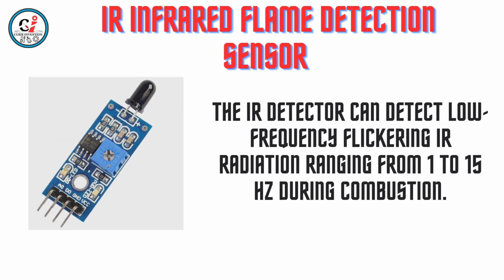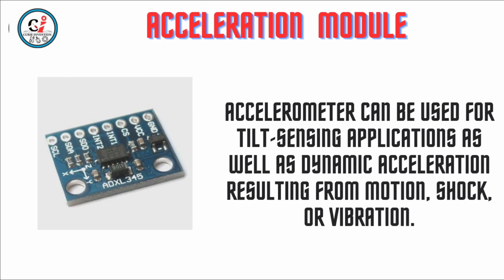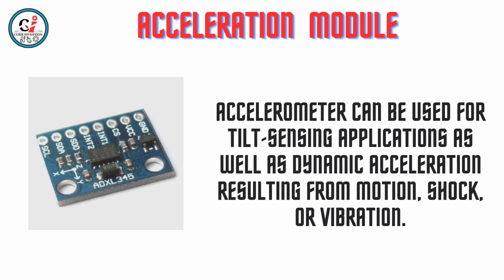IR Infrared Flame Detection Sensor. The IR detector can detect low-frequency flickering IR radiation ranging from 1 to 15 Hz during combustion. Acceleration Module. Accelerometer can be used for tilt sensing applications as well as dynamic acceleration resulting from motion, shock, or vibration.